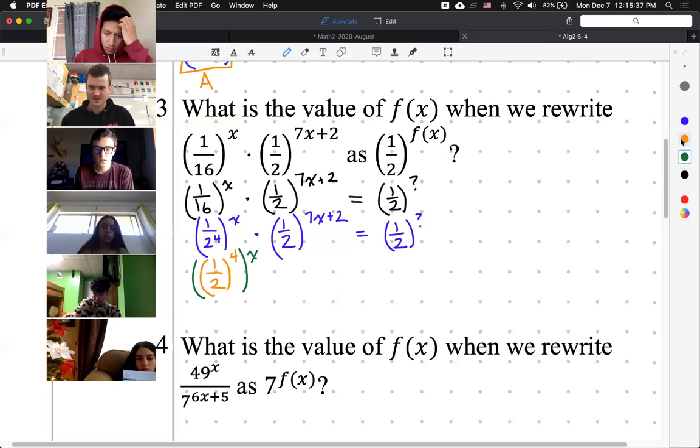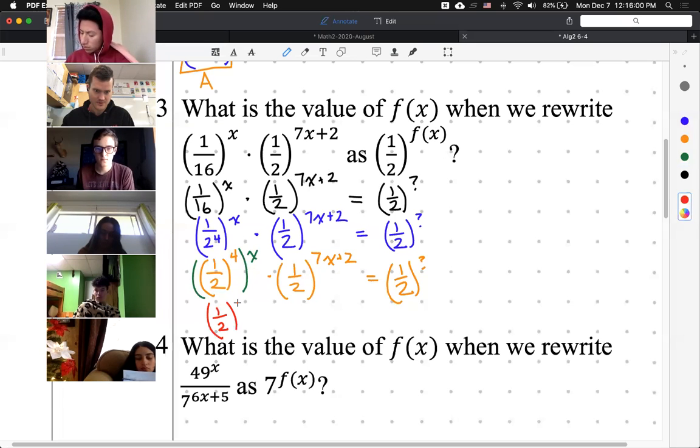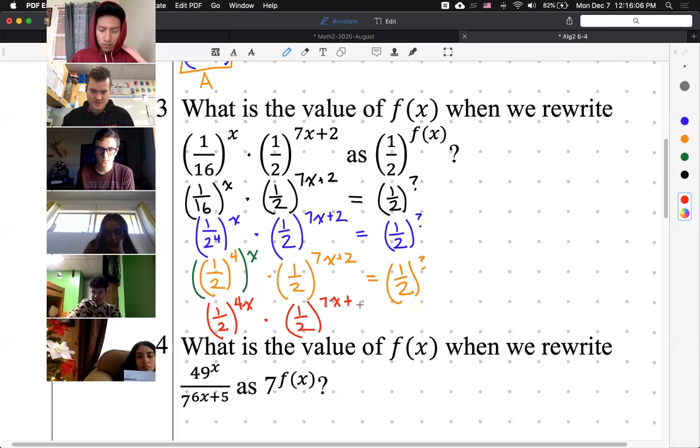So I'm going to rewrite this intermediate step just so that everyone can follow along in our notes. This is still times 1/2. Nothing else has changed. We've only been working on this piece right here. Everything else is the same. 7x plus 2 is equal to 1/2 to the power of question mark. And then I'm going to do Wyatt's step, and he told us that this should be 1/2 now to the power of 4x times 1/2 to the power of 7x plus 2 is equal to 1/2 to the power of question mark.